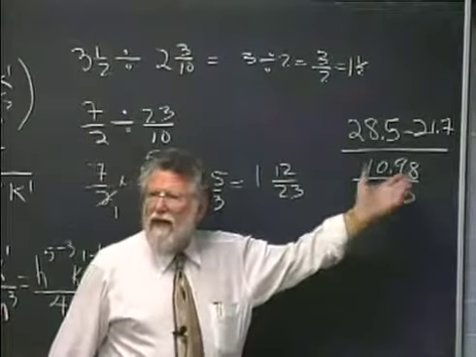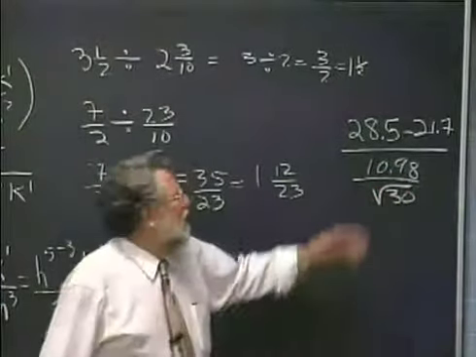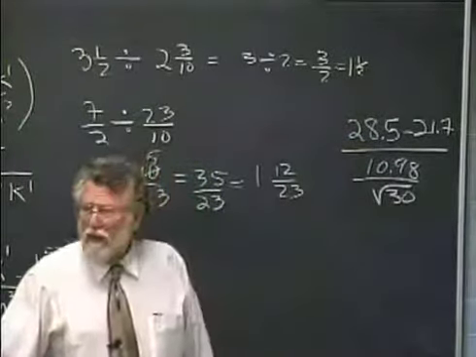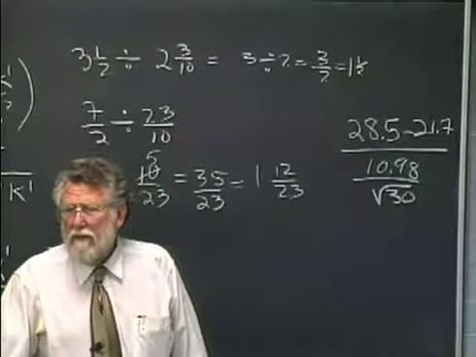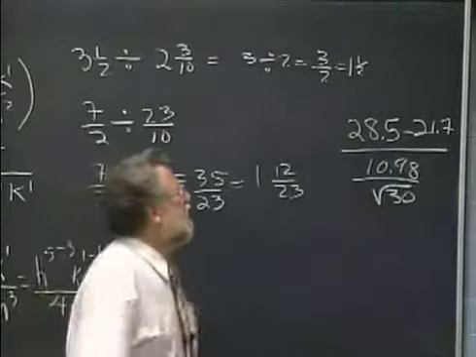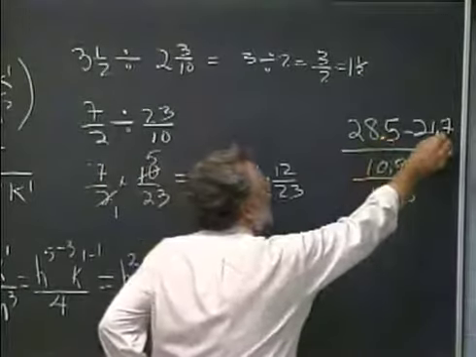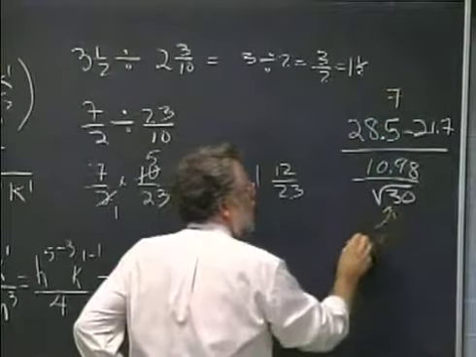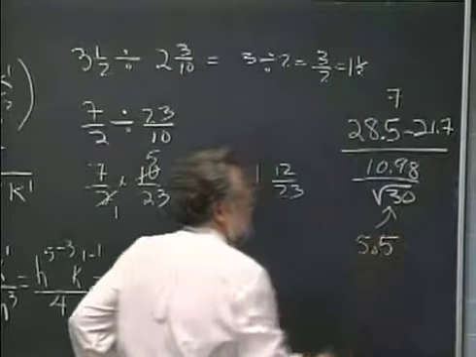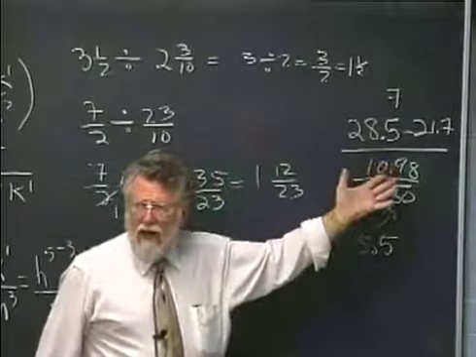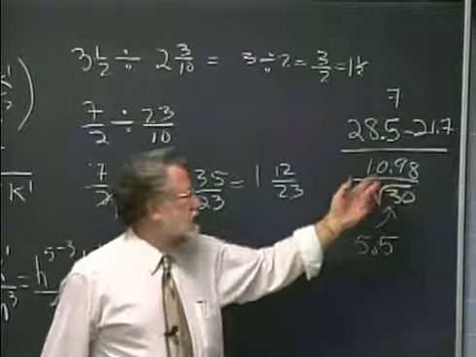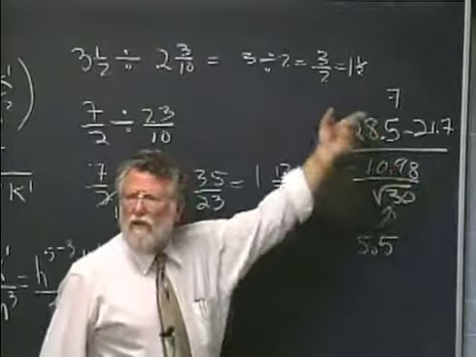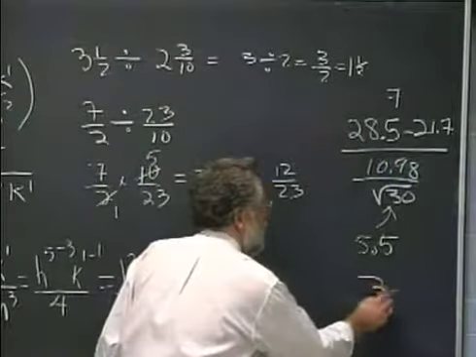This is about 11. 11 over 5.5 is about 2. 2 goes into something up here that's close to 7, and I have something that's close to 3.5. And that's what they needed to do in class. So again, 28.5 minus 21.7, that's about 7 up here. This part here, we were to estimate at 5.5. Well, 10.98 is for all practical purposes 11. 11 divided by 5.5 is a 2. So that whole mess down here is a 2. 2 goes into 7, 3.5.